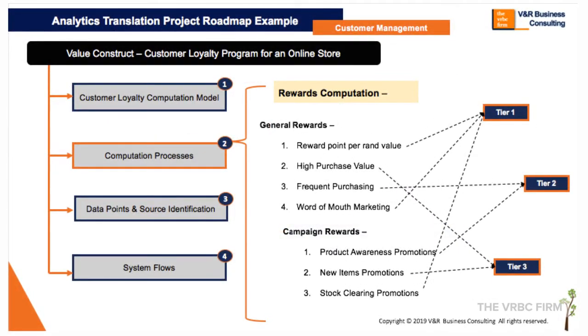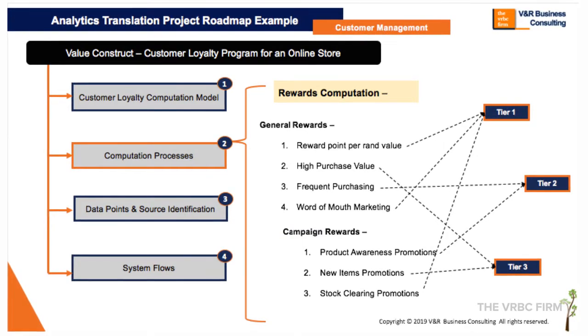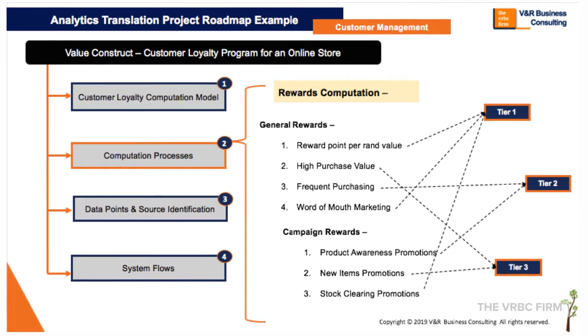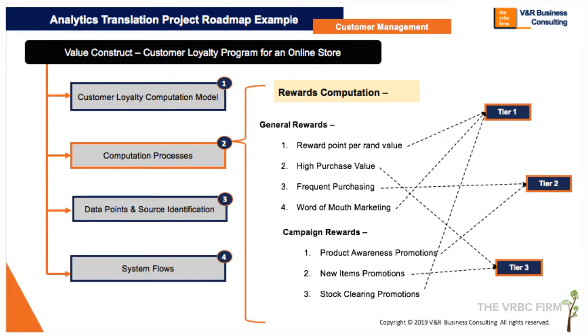The next step is to map out the processes required to actually compute the loyalty constructs. There are a number of ways to approach that. We've chosen a tiered approach for this example. The tiers can be made up of a few permutations, depending on what the business wants to achieve with this loyalty program.